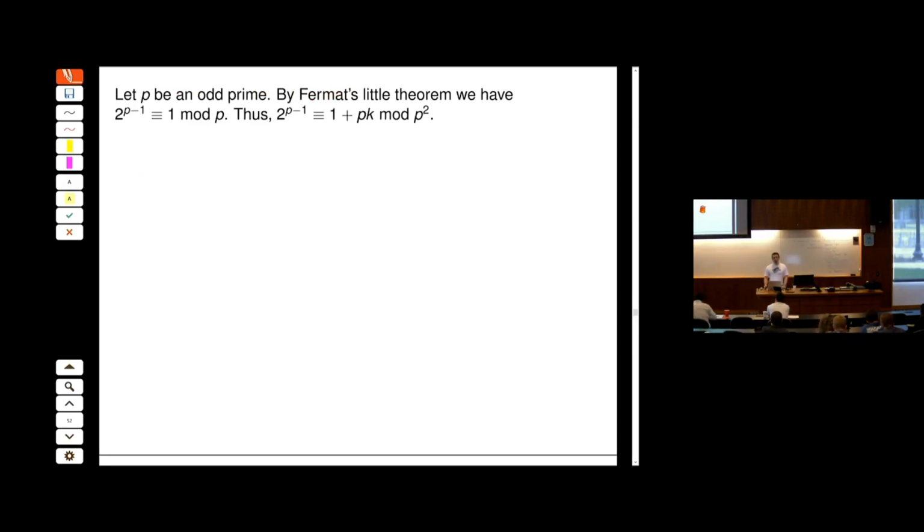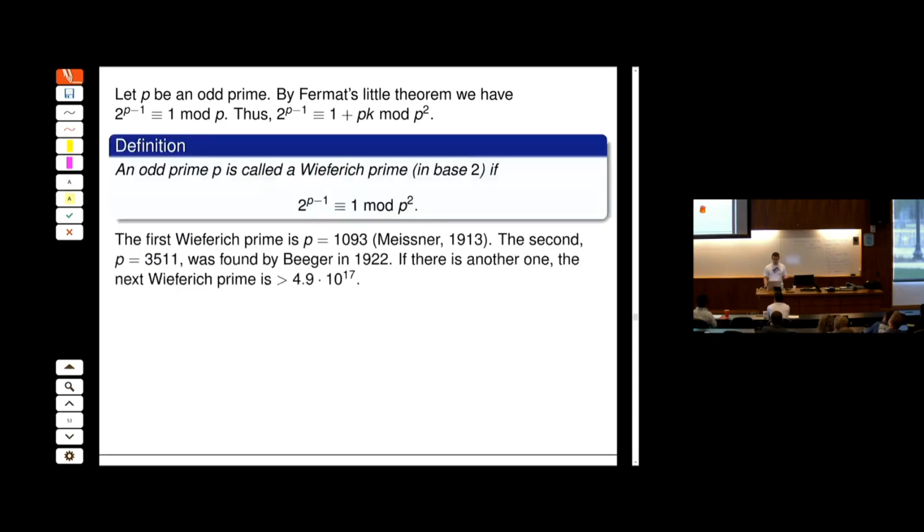I wanted to talk about Wieferich primes that came up before. If p is a prime, then Fermat's little theorem tells you that 2 to the p minus 1 is congruent to 1 mod p. And therefore, 2 to the p minus 1 will be 1 plus a multiple of p modulo p squared, but that doesn't mean that p squared will divide 2 to the p minus 1 minus 1. When 2 to the p minus 1 is congruent to 1, not only mod p, but also mod p squared, those primes are called Wieferich primes.